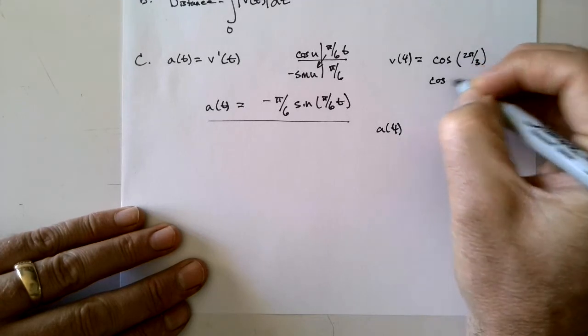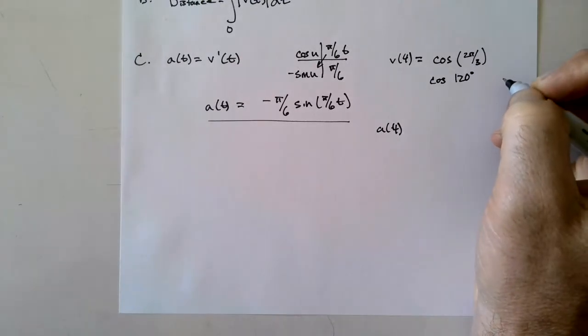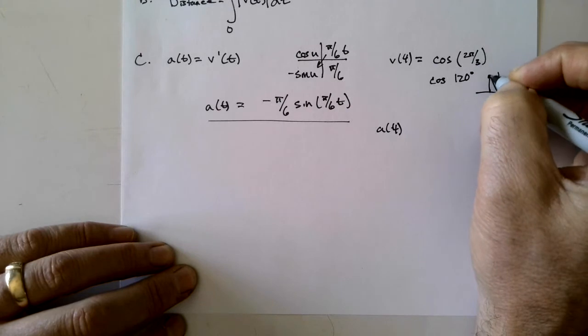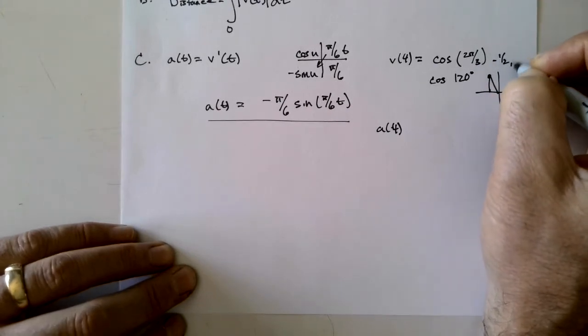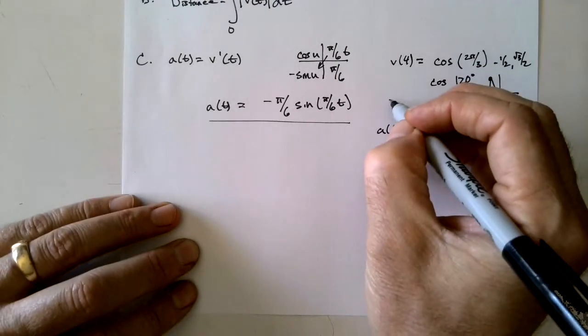Or the cosine of 120 degrees. Cosine of 120 degrees, if you consider that type of triangle, you have a terminal point of -1/2, root of 3 over 2. So therefore, v of 4 is -1/2.